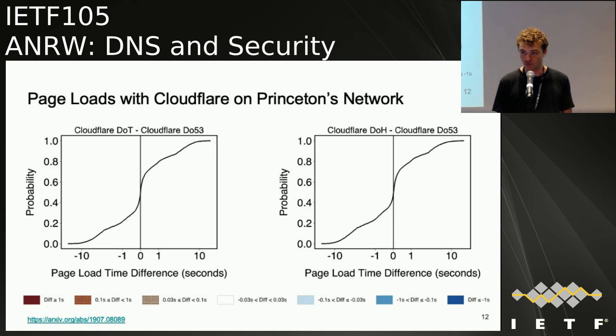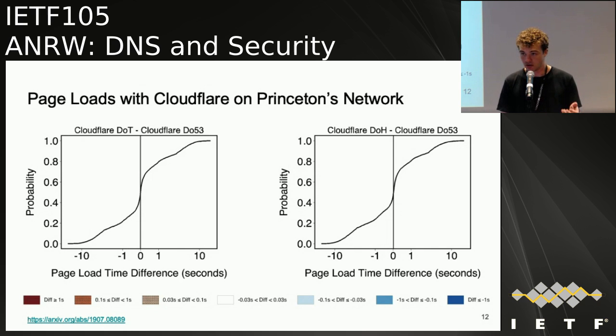So these are page loads when you use Cloudflare's resolver from Princeton's network. So you can see the way you can read these graphs is that this is taking all the page loads that were performed using Cloudflare, for example, DOT on the left graph, minus the page loads that were performed using Cloudflare's DO53 implementation. The vertical line is the median, right? So this is the median difference between DOT and DO53 in terms of page load times.